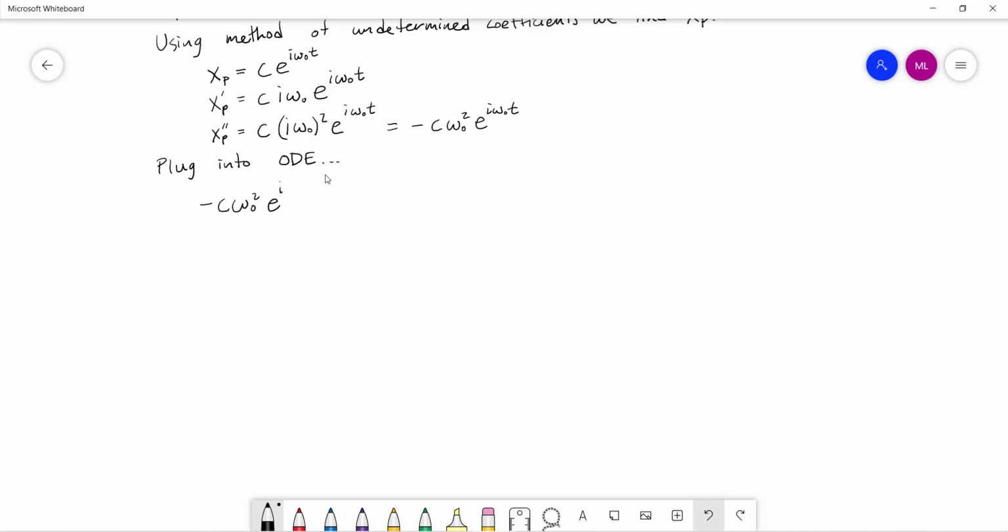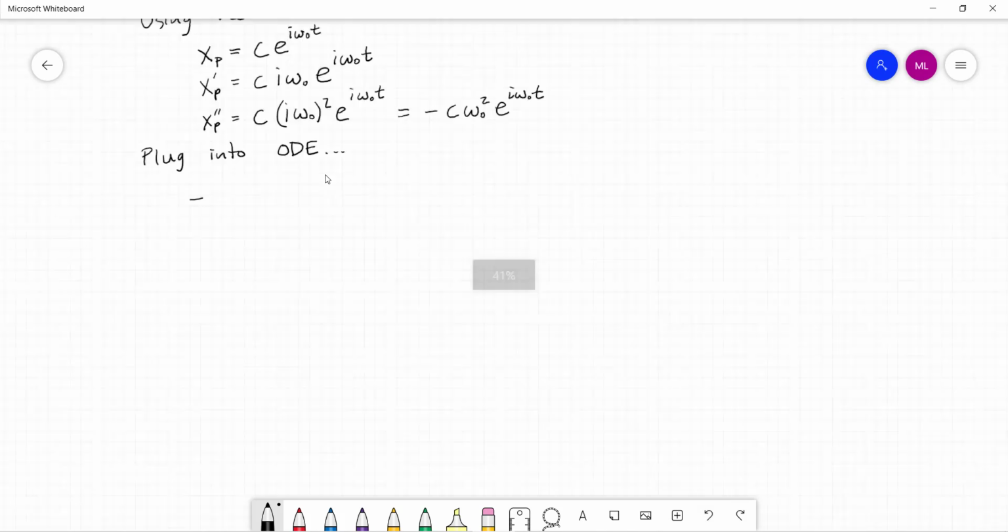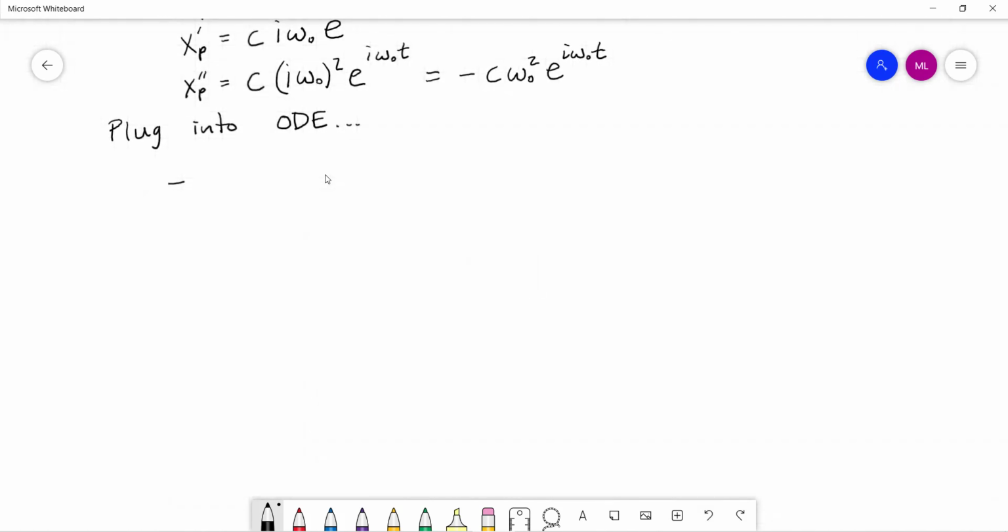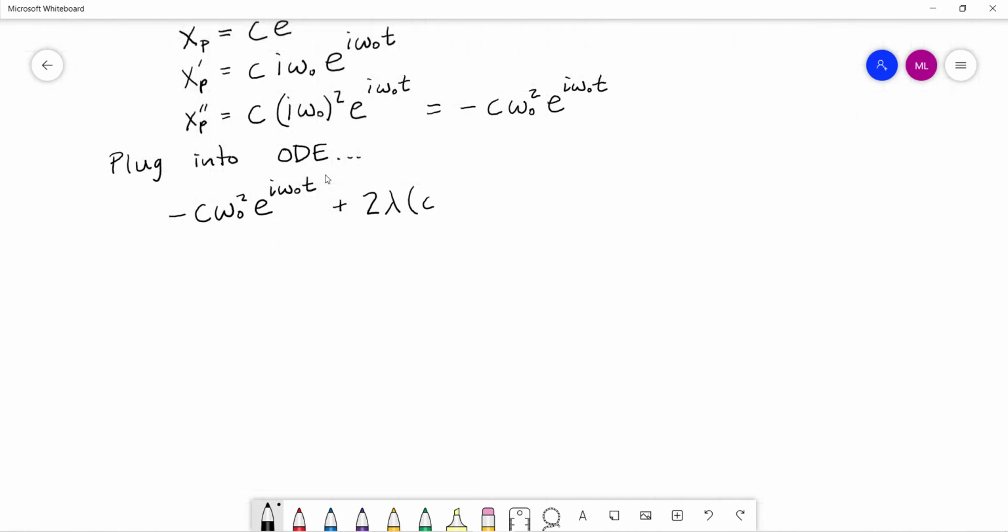If I can write a little more clearly here, let me try to zoom in and get my writing to be a little clearer. Okay, negative c omega naught squared e to the I omega naught t. So there's the x_p double prime term. From there we had plus 2 lambda times the first derivative term, so times c I omega naught e to the I omega naught t.